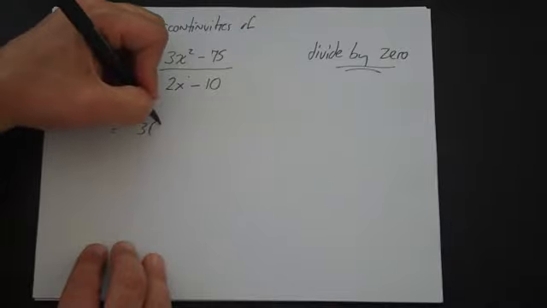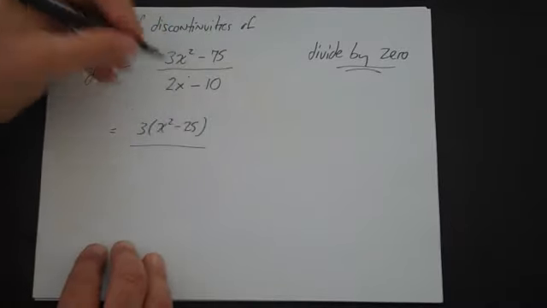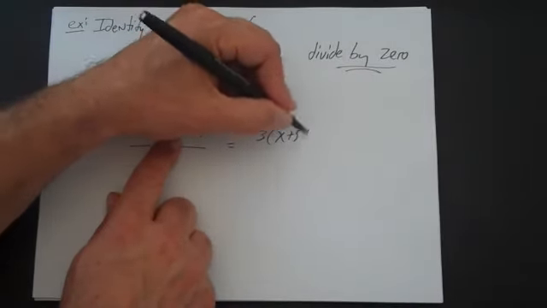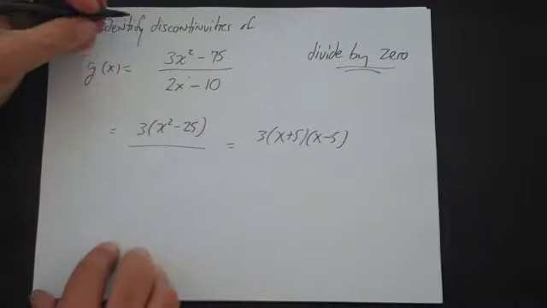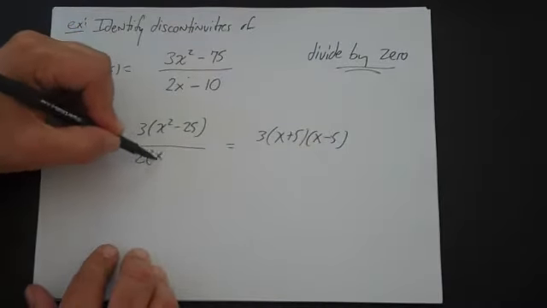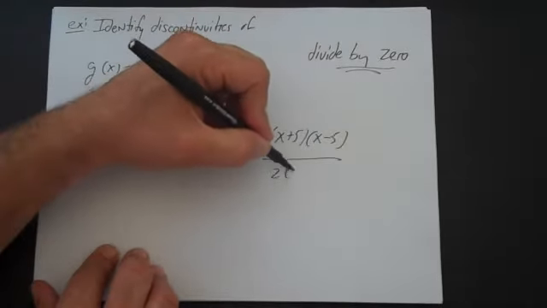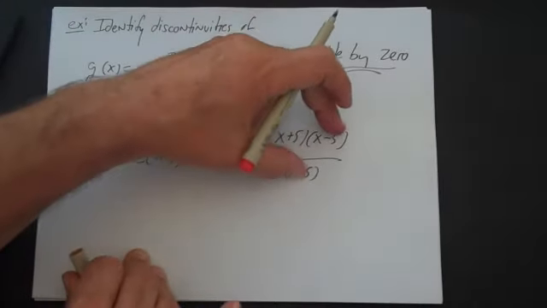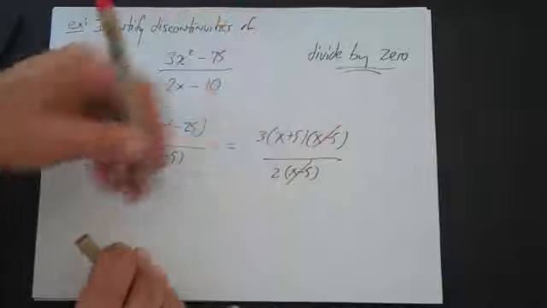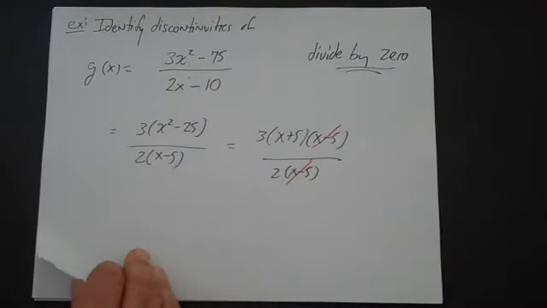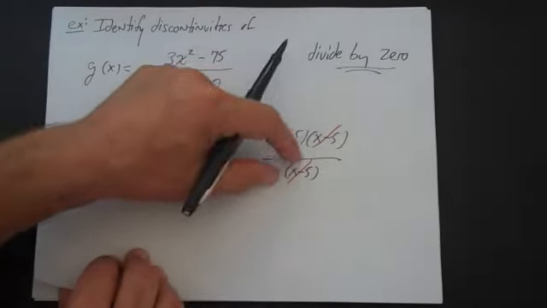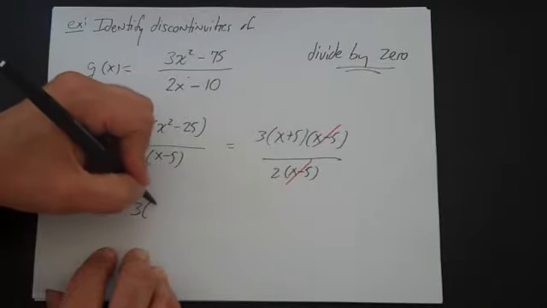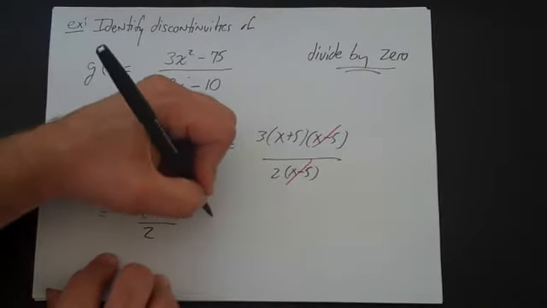We take a 3 out. We get x squared minus 25. Then you can further factor that to 3 times x plus 5 times x minus 5. The denominator, you can just take a 2 out, and you get 2 times x minus 5. Now, in beginning algebra classes, we would say that we can cancel the x minus 5 and the x minus 5. You can do that, except you have to identify that if you do that, x can't be equal to 5. Another way to say that is this is equal to 3 times x plus 5 over 2 if x is not equal to 5.